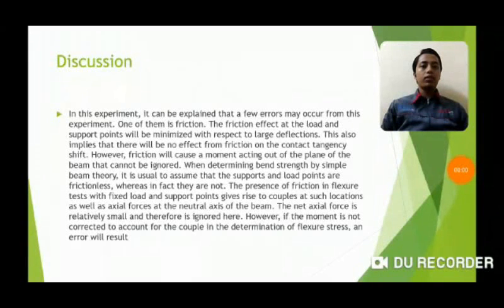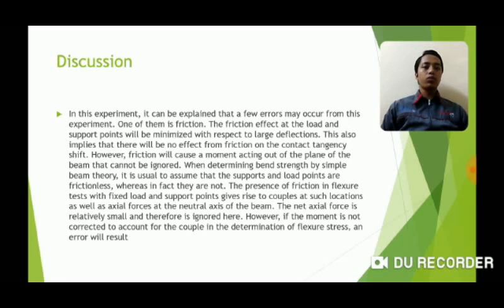The discussion part: in this experiment, it can be explained that a few errors may occur. One of them is friction. The friction effect at the load and support points will be minimized with respect to large deflection. This also implies that there will be no effect from friction on the contact tangency shift. However, friction will cause a moment acting out of the plane of the beam that cannot be ignored.